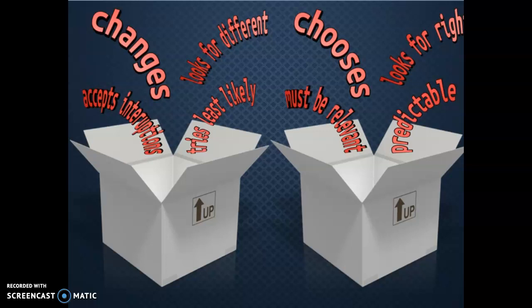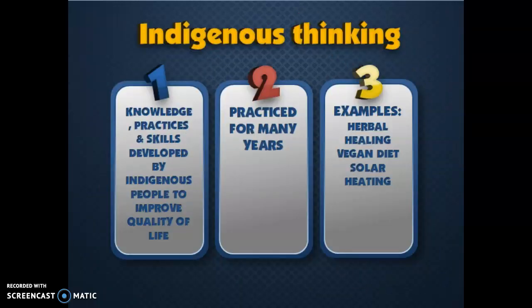The next concept we're going to be looking at is indigenous thinking. So if we look at the word indigenous, it means coming from a place, all right? So indigenous thinking or indigenous knowledge refers to knowledge, practices and skills developed by indigenous people to improve their quality of life. These are practices that have been practiced for many, many years, but many have been overtaken by modern development. So this type of indigenous thinking is slowly being recognized and being revisited to solve current problems.